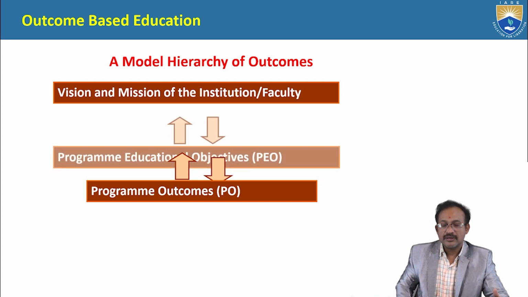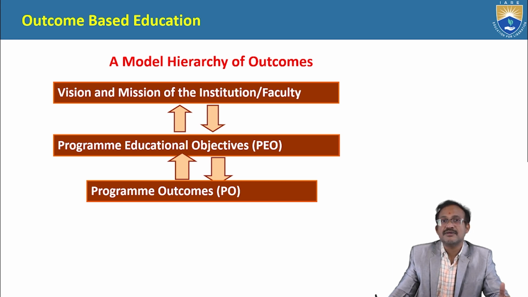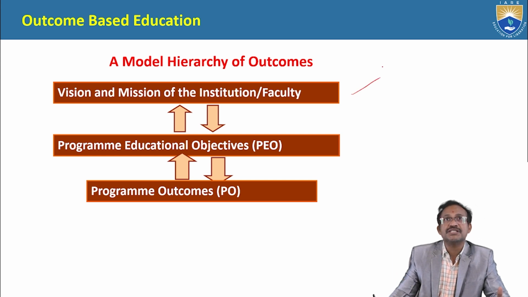Okay, first the institute must have a vision. In order to achieve that vision, we must have some sequence of steps, nothing but mission statements. There must be a single vision, but the mission may be in 2 to 3 steps or stages. Right, that is about the vision and mission of the institute.